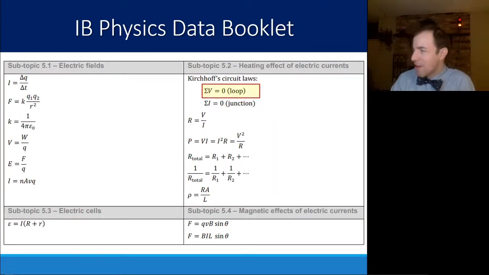Kirchhoff's second law is also in your IB Physics data booklet. It just says summation of voltage is equal to 0 around a loop.